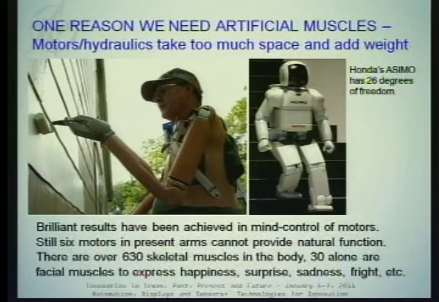One of the problems is that motors and pneumatics of conventional actuation don't enable the degree of control that is possible if you use just a material that can be as fine as a human hair, that can be independently controlled. For example, in our body, we have about 630 skeletal muscles. And if you look at the wonderful robot Asimo, it has only 25 degrees of freedom.